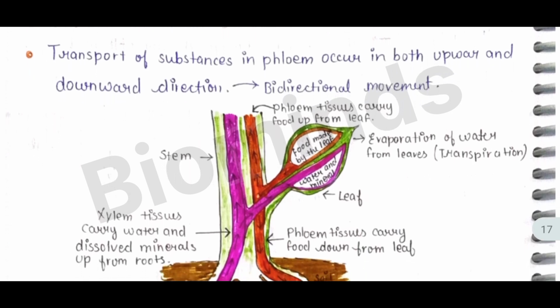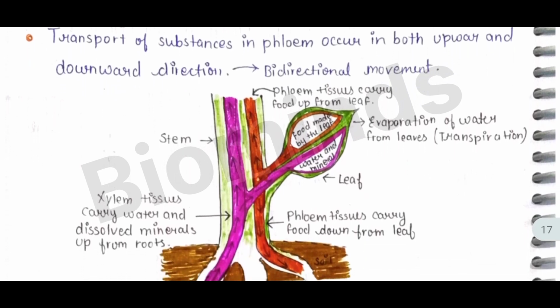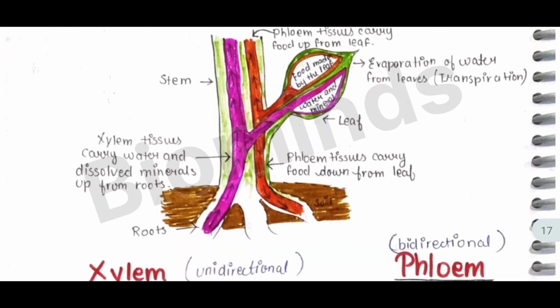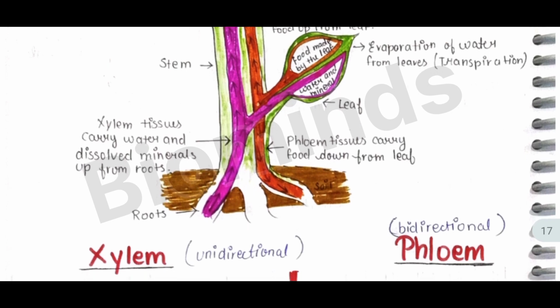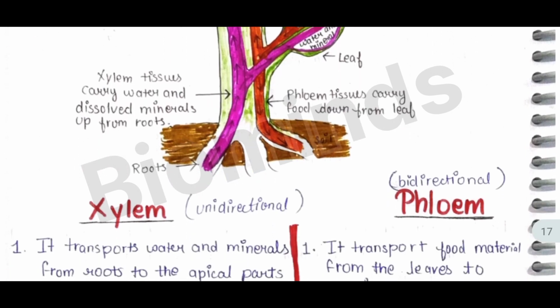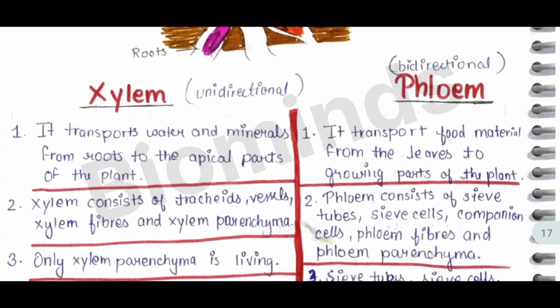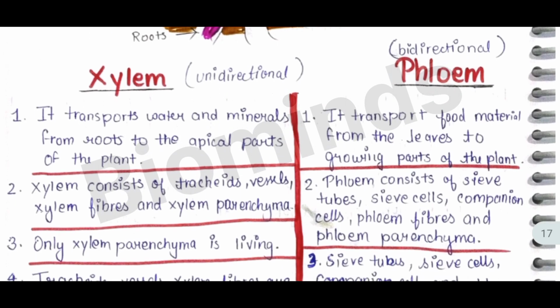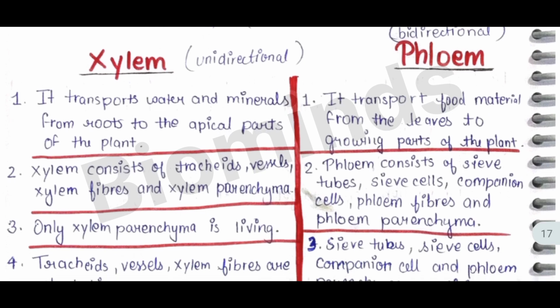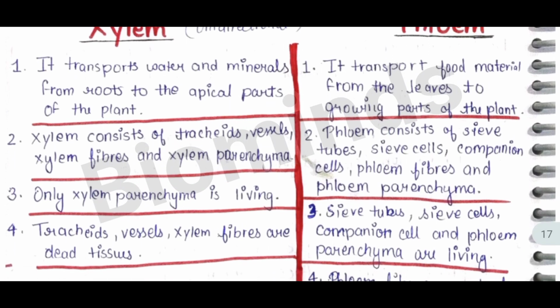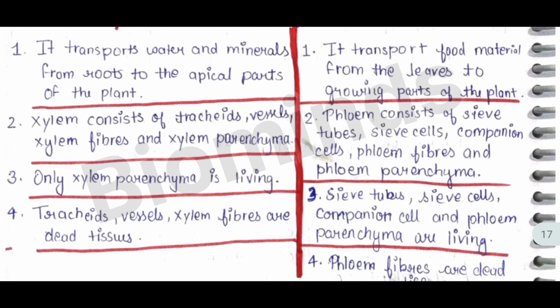Then, the difference between xylem and phloem. Xylem is unidirectional and phloem is bidirectional. Xylem transports water and minerals, but phloem transports food material from the leaves to the growing parts of the plant. Xylem consists of tracheids, vessels, xylem fibers and xylem parenchyma. Phloem consists of sieve tubes, sieve cells, companion cells, phloem fibers and phloem parenchyma.